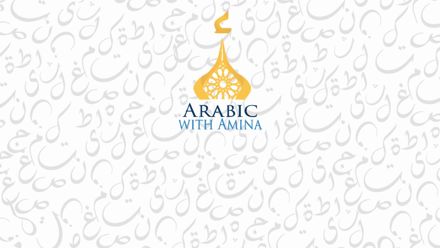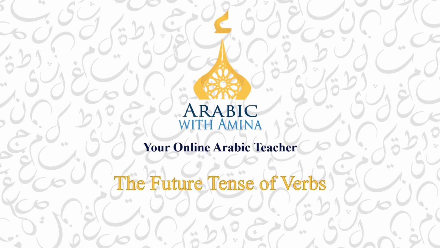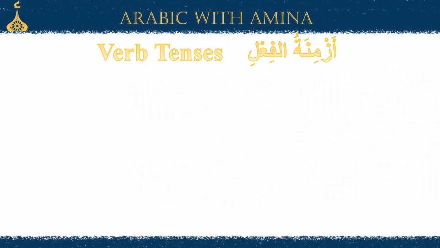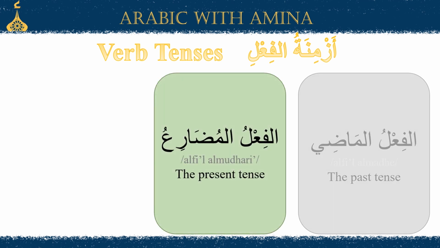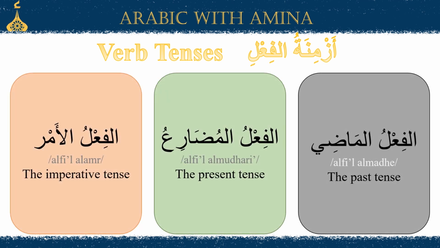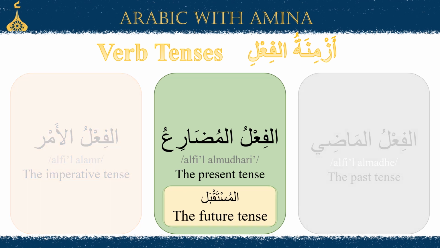In this video we will be talking about the future tense of verbs. The main tenses of verbs in Arabic are present, past, and imperative. The future tense is not considered to be a main tense in Arabic. Instead, it falls underneath the present tense. Al-mustaqbal, the future tense. That will be the topic of this video.